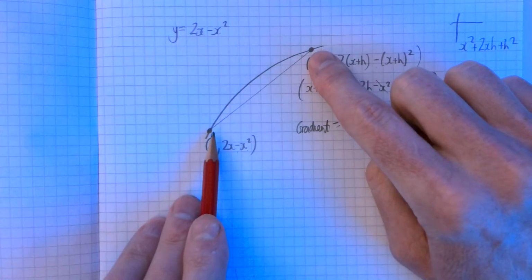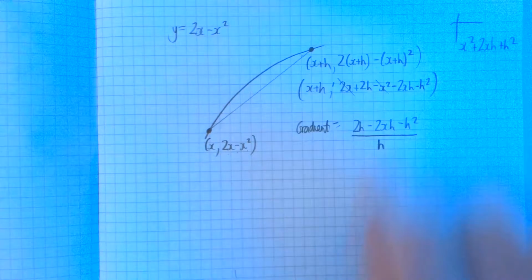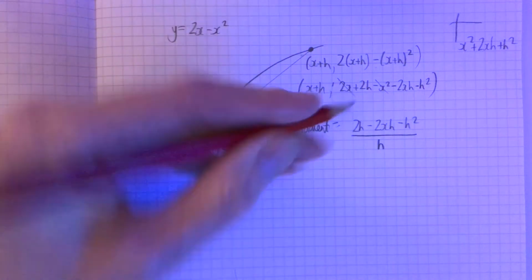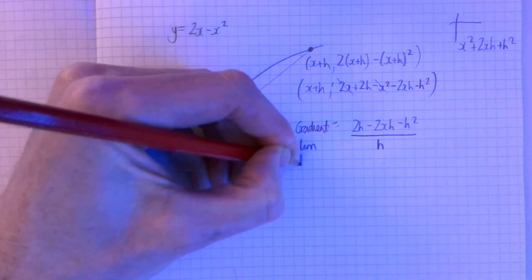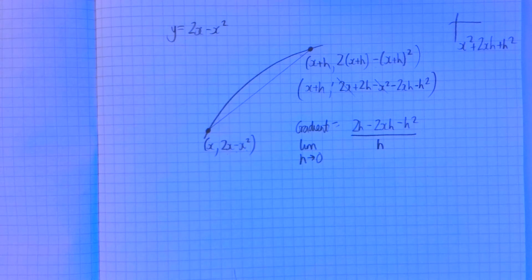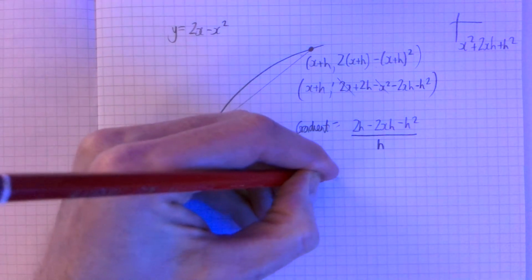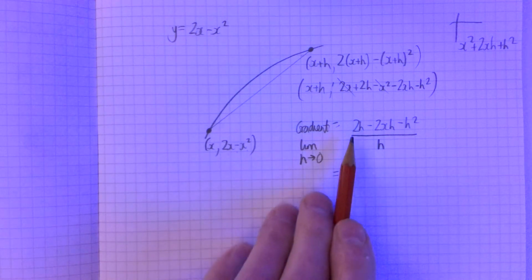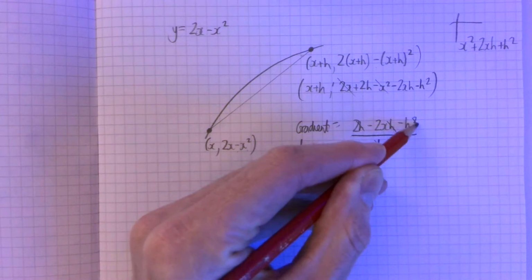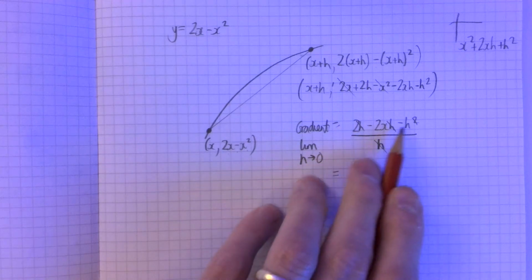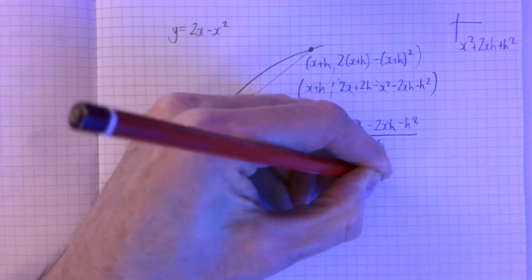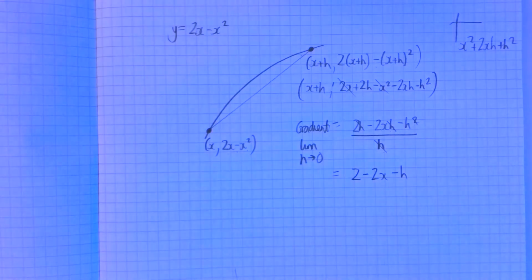We say, okay, that gradient, that straight line, isn't the same as the gradient of the curve, but if I move this point closer and closer and closer, so I say, okay, what happens as I make h really small, move it closer to 0, what happens? Well, the first thing we note is that h isn't 0, so I can divide everything by h. So I cancel out one of those h's and that h there. So I get 2 minus 2x minus h.